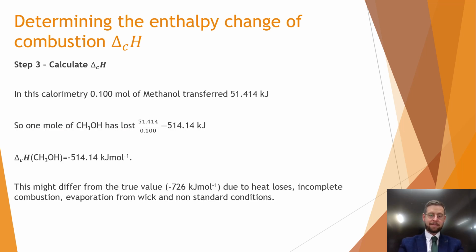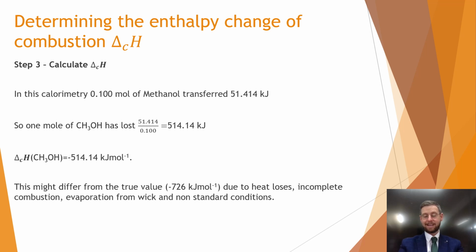The final step, the one in which we can work out the enthalpy change of combustion of methanol, is that we need to recognise that here we only burnt 0.1 moles of methanol and transferred 51.414 kilojoules. We really need to know how much energy 1 mole would transfer. So the way in which we do this is we divide 51.414 by 0.1, and this gives us the ratio.